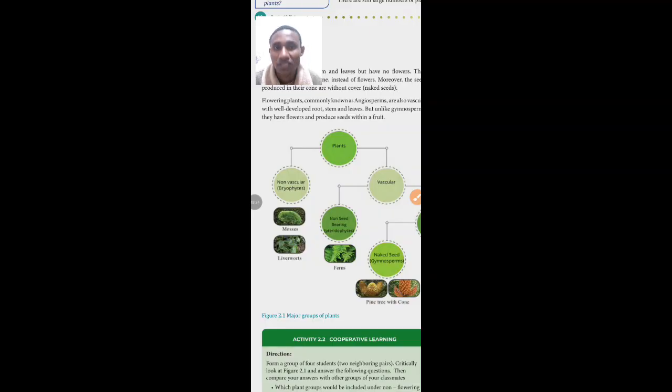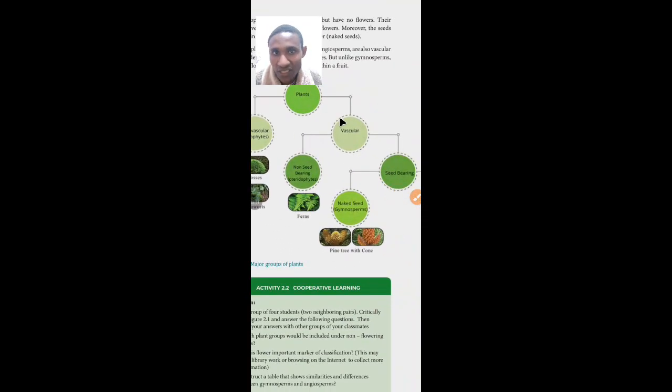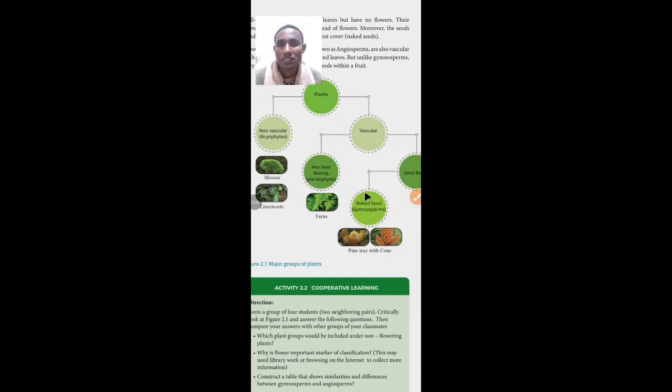But their difference is that the gymnosperm has a seed, but the seed is without fruit, or it is naked. But when we come to the angiosperms, they have a seed and the seed is covered by what? By fruit. So that is the difference between gymnosperms and angiosperms. Generally, we will comprehend those plant systems by the picture.